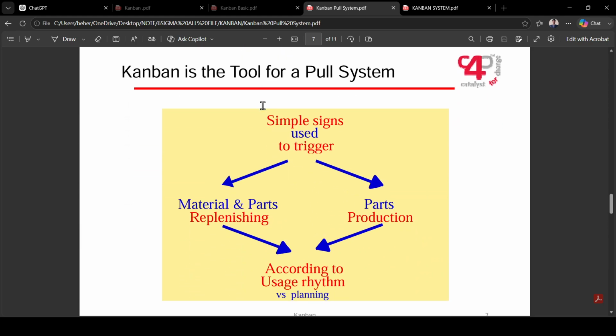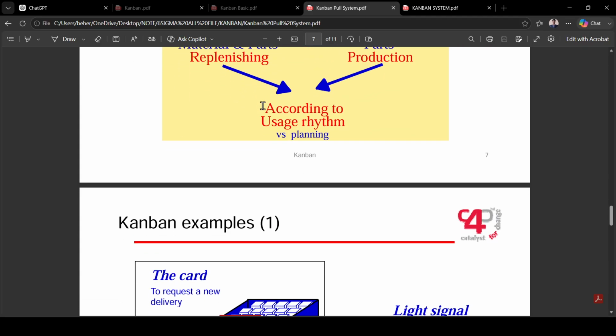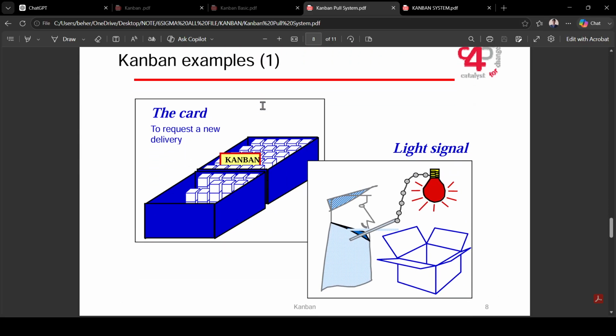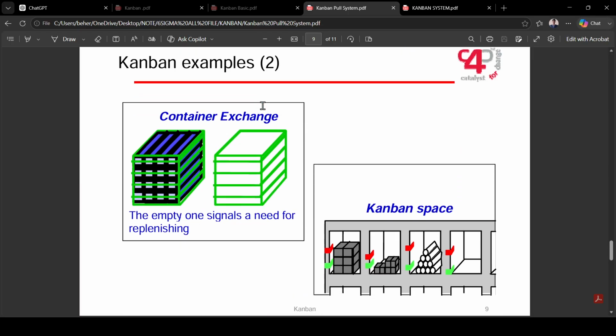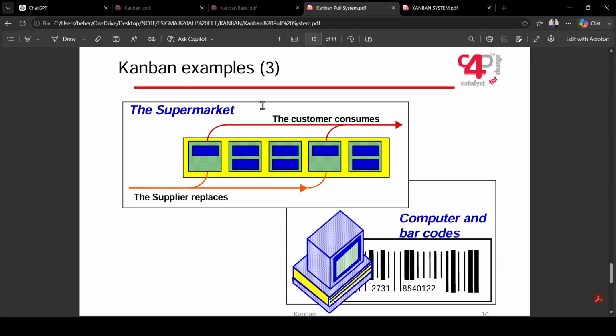Kanban is a tool for a pull system. A simple sign used to trigger part production according to the user's rhythm rather than planning, for material and parts replenishing. Kanban examples: the card, requesting a new delivery. Kanban examples: container exchange, the empty one signals a need for replacement. Kanban examples: the supermarket, where the customer consumes, the supplier replaces, with computers and barcodes.